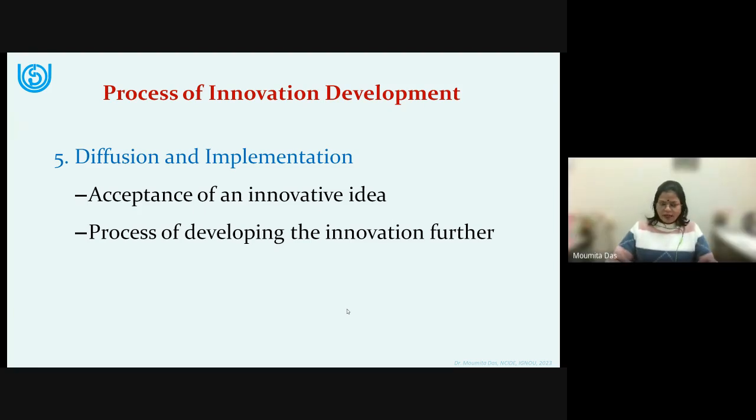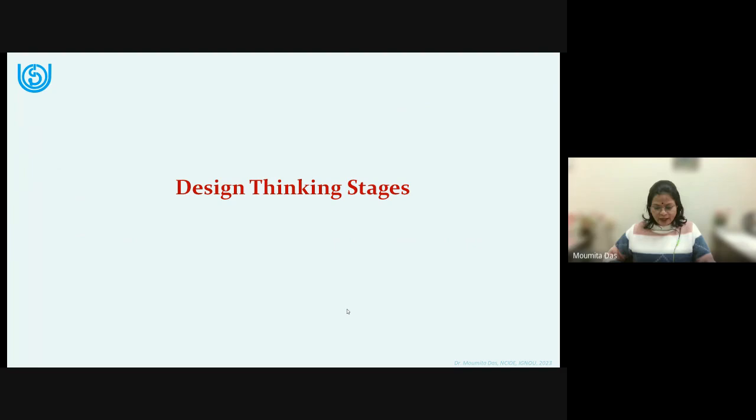Now, what I am attempting to do now is map this concept with design thinking that Dr. Jyotsna explained yesterday. So can anybody quickly review what is design thinking? What are the stages of design thinking? Anyone?